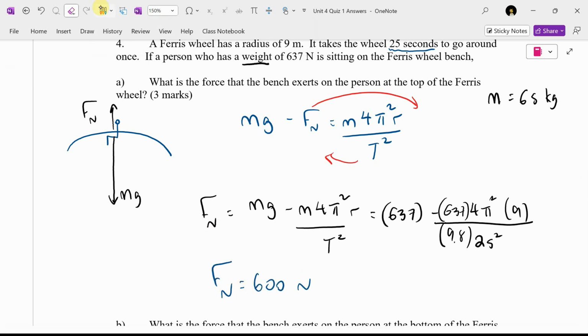In terms of part marks, I would probably go something like this. 1 mark if I saw that, 1 mark for that, half mark for the numbers, and a half mark for the answer.